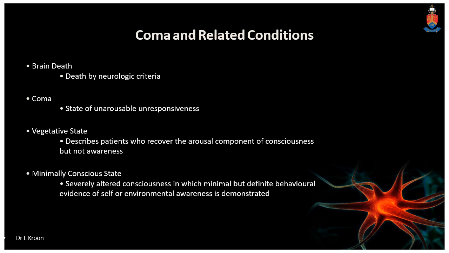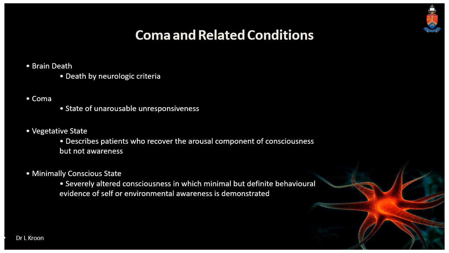Now we're going to go through some important terms. The first is brain death. This is defined by death by neurological criteria. Coma is a state of unarousable unresponsiveness. It is a transient state. The vegetative state describes the patient who recovers the arousal component of consciousness, but not awareness. These patients will have what is called sleep-wake cycles. They will have no interaction with their environment whatsoever.